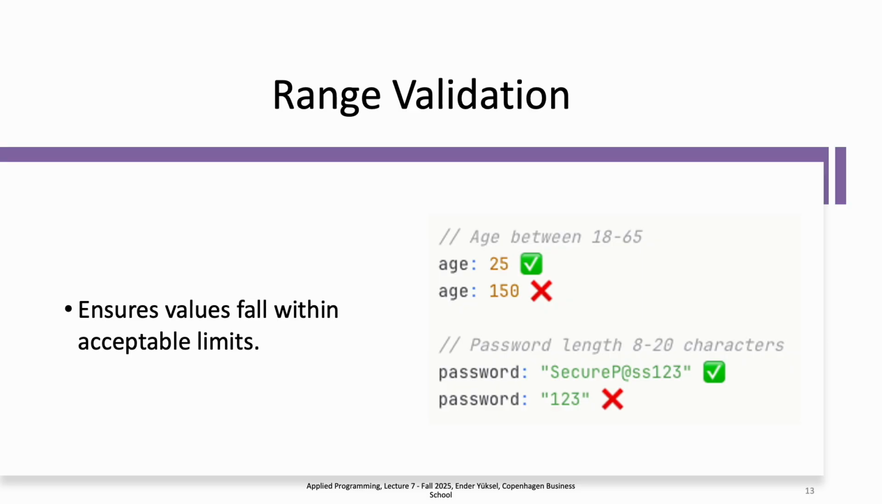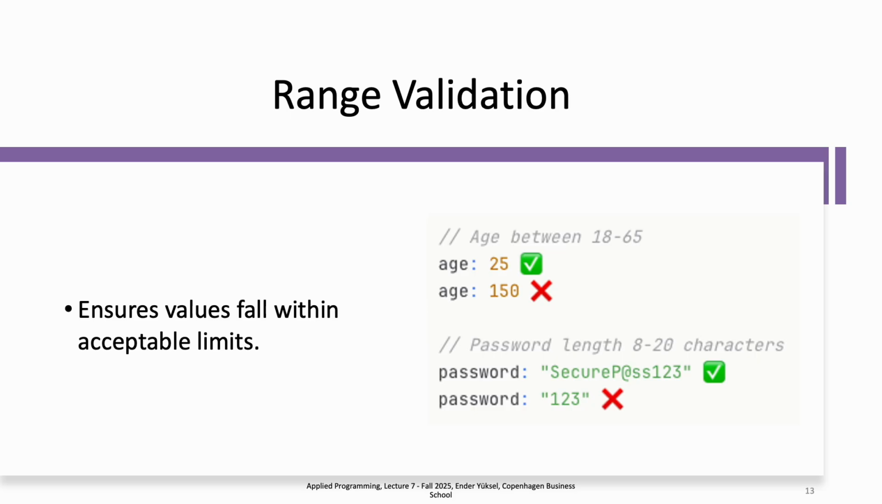Another type of validation is the range validation. We would like to ensure that the user input falls within acceptable range or limits. Let's look at the age example. If we would like to validate that the age is between, let's say, 18 and 65, and we get user input as 25, it's within the range, so it's valid. But if we get 150, it is out of the range, so therefore invalid.